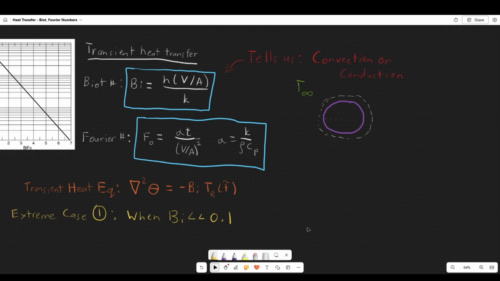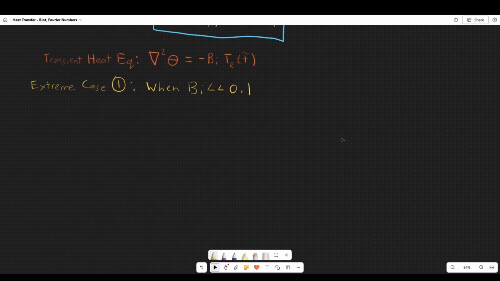And so when the Biot number is really small, we have h times V over A much smaller than k. So convection is limiting.